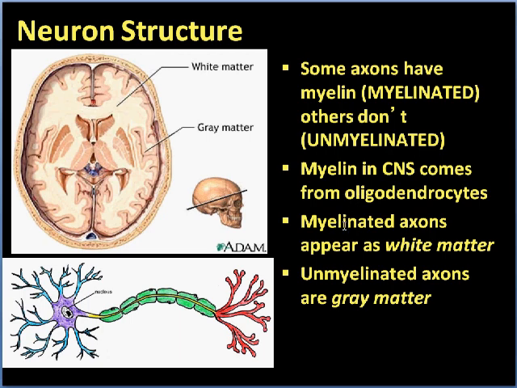Myelinated axons appear as the white matter of the brain, so here's a transverse section of the brain, and you can see on the inside is a little bit lighter colored. That's the white matter. The outside, the cerebral cortex, is of course the gray matter, and those are made of unmyelinated axons and cell bodies, also located in the gray matter.